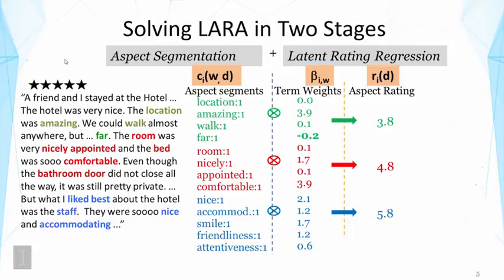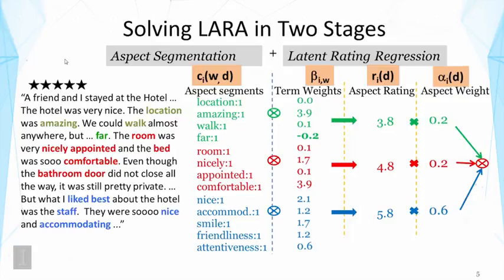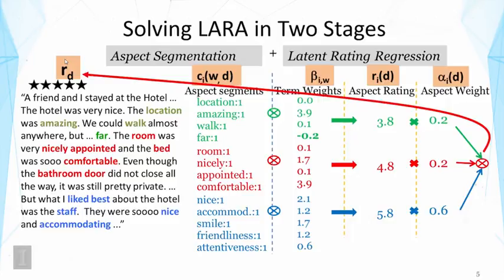In the second step, we're going to assume that the overall rating is simply a weighted combination of these aspect ratings. So we're going to assume we have aspect weights denoted by alpha sub I of D. And this would be used to take a weighted average of the aspect ratings, which are denoted by R sub I of D. And we're going to assume the overall rating is simply a weighted average of these aspect ratings. So this setup allows us to predict the overall rating based on the observed word frequencies.